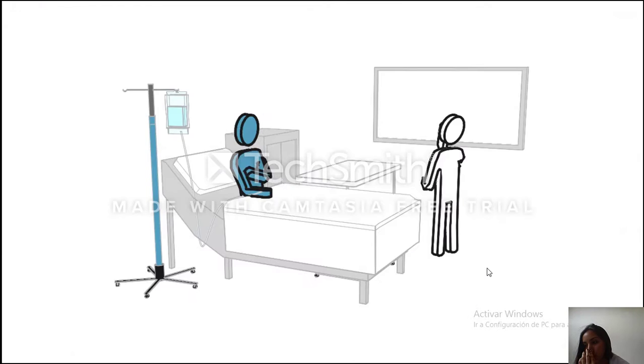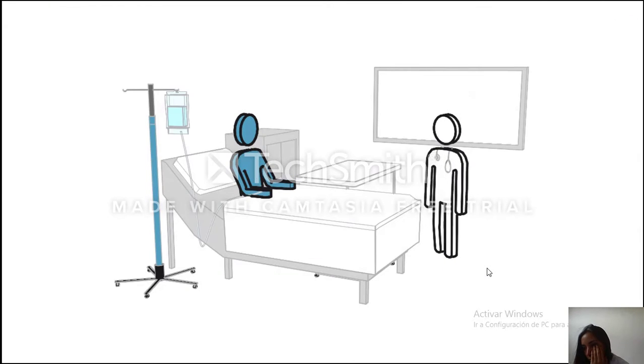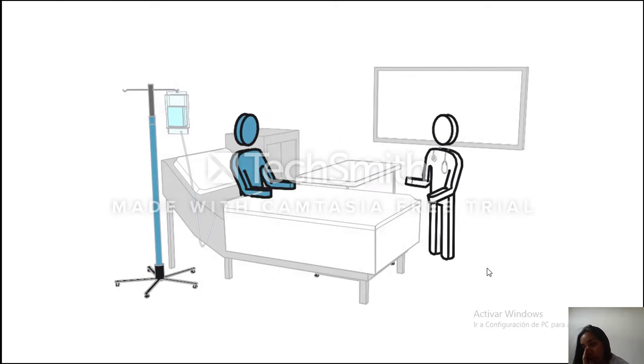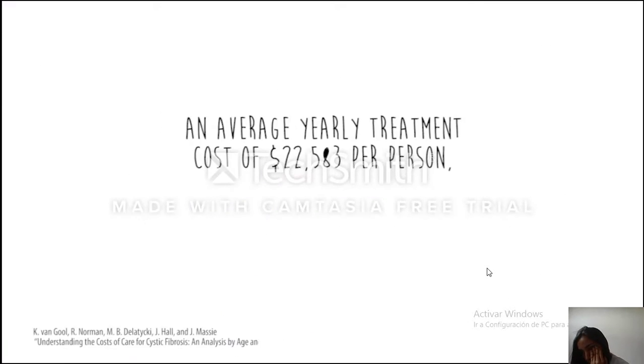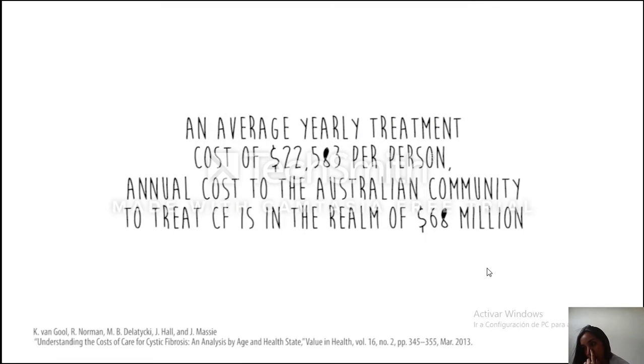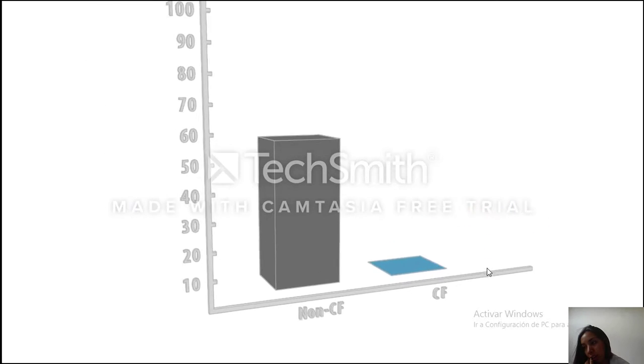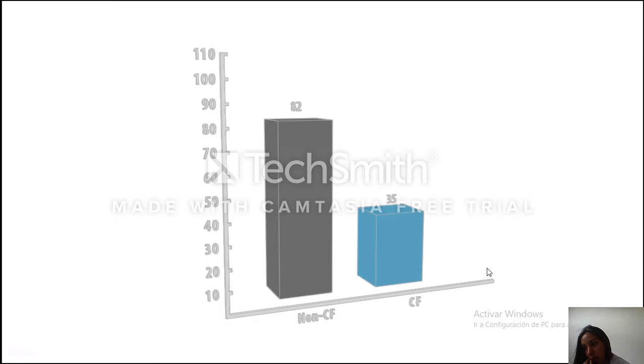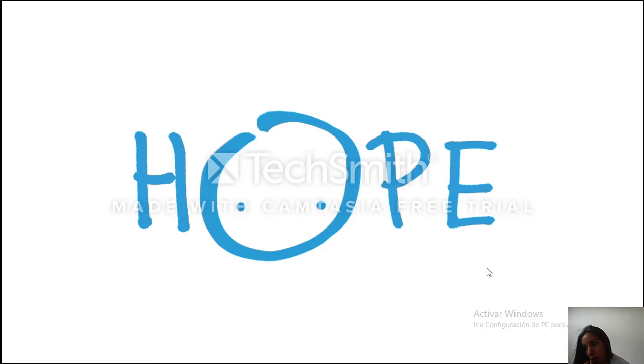with CF. Despite improvements to treatments for almost all patients, nothing allows these children to breathe normally. With an average yearly treatment cost of around $22,000, the annual cost to the Australian community is in the realm of $68 million. Although the average life expectancy of someone with CF is now 35, many do not live beyond their teens. But there is hope.